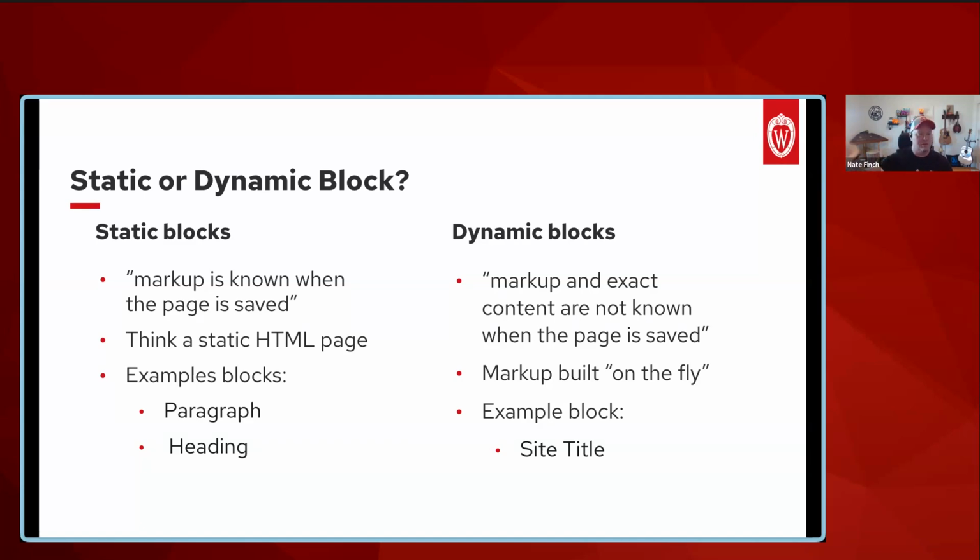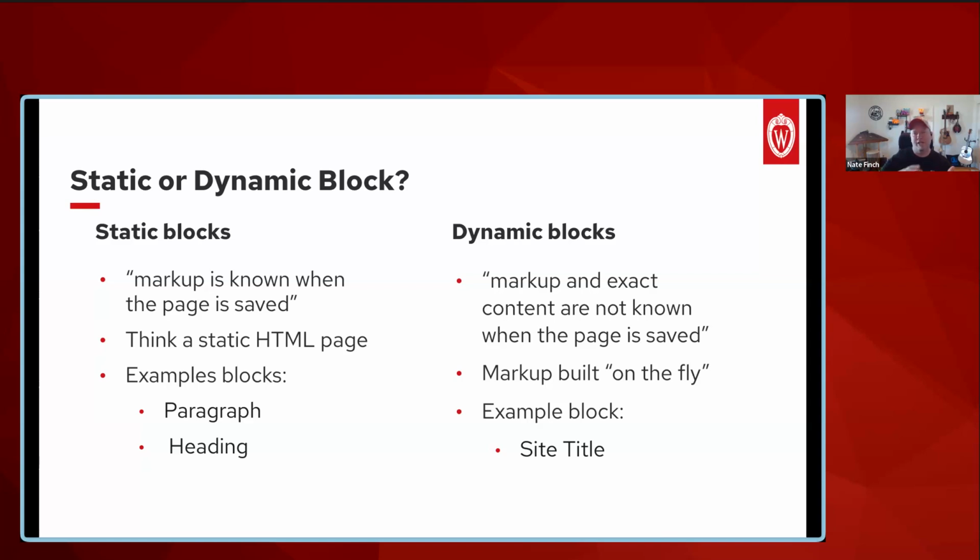So when the page loads on the front end, you don't actually need to check and see, well, what does the paragraph or what does the heading block say, right? You already know, so those can be saved to the database as pre-rendered HTML. Dynamic blocks, on the other hand, markup and exact content are not known when the page is saved. And so in that sense, markup is built on the fly, just like all traditional PHP templates, right? It's going and getting that little, whether it's post meta or post content or something like that, and it's pulling that out of the database when the page is being built, and then rendering that on the fly. So an example of that would be the site title block.